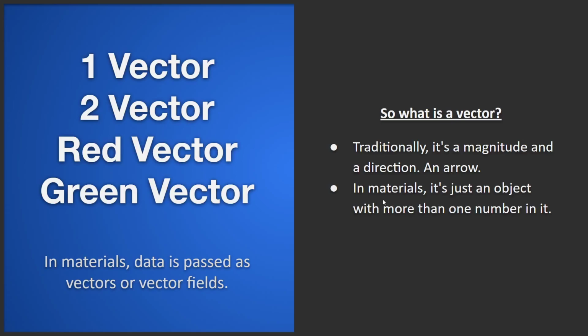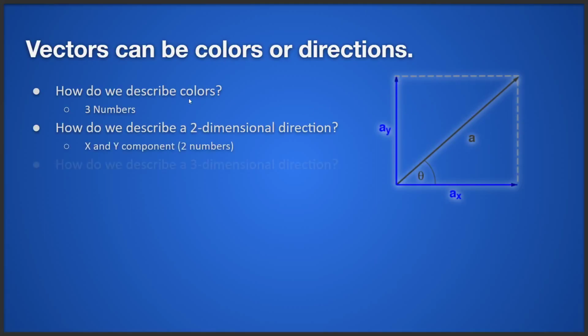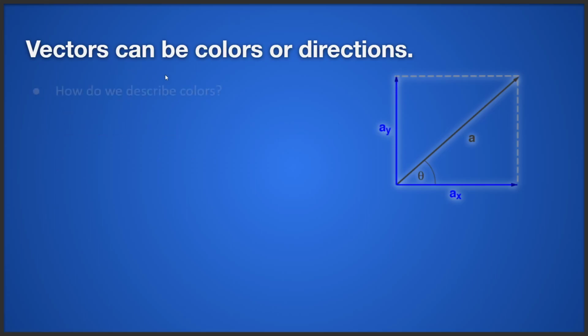But in materials, it's got more than one number in it, and that can mean it can be a single scalar. Here I'm kind of losing my train of thought to describe this appropriately, so I'll just follow my PowerPoint, because I was definitely being clear when I was making this. Vectors can be described as colors or directions.